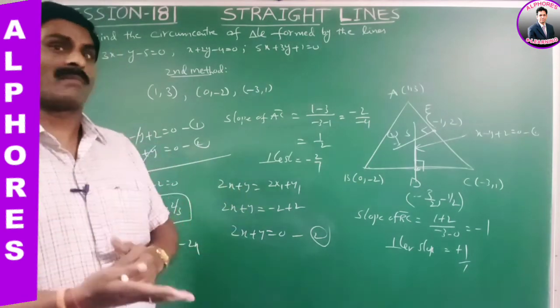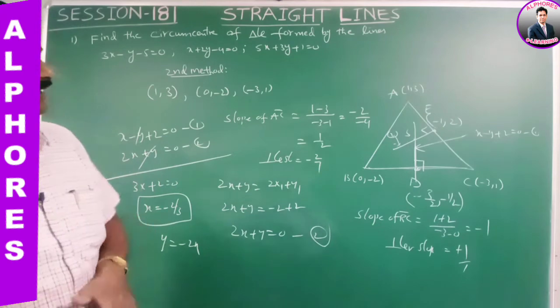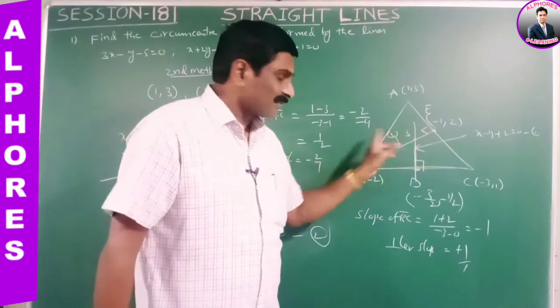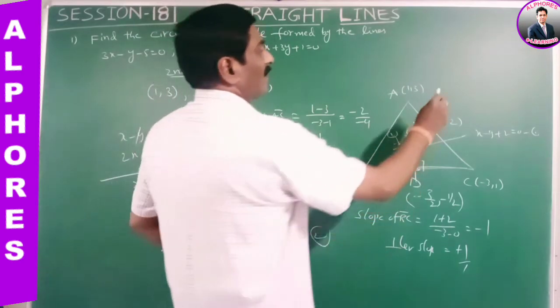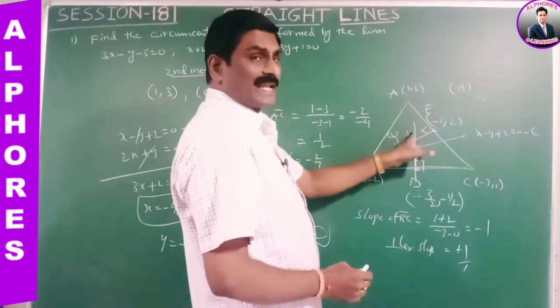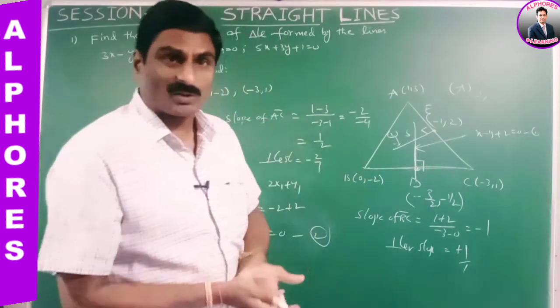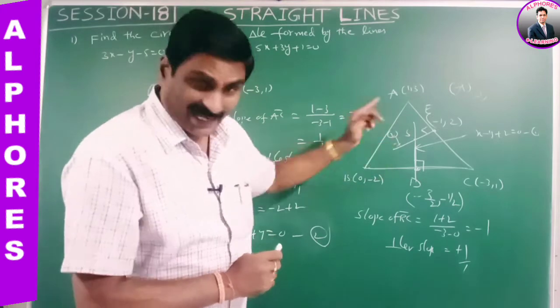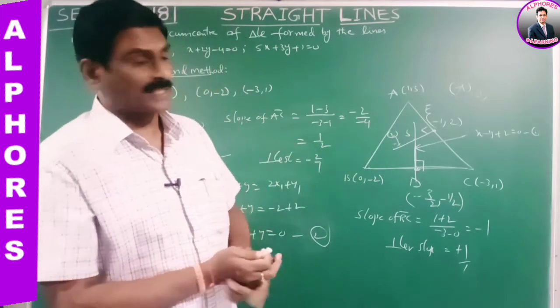Next, another method, the verification method. The verification method means the circumcenter is equidistant from the vertices. By verification, take the first answer as S. So check the values SA, SB, SC. If SA = SB = SC, that is the correct answer. We can do the verification method also. Please note this value.